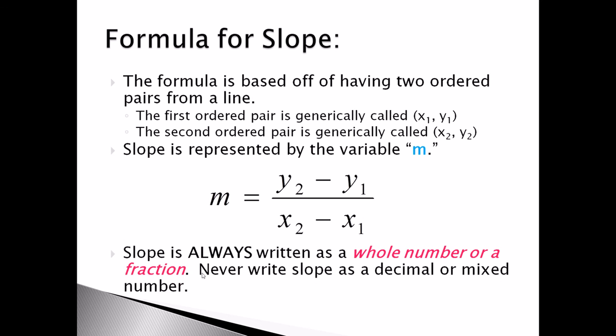All right. Slope is always written as a whole number, like 5, or a fraction, 1/5, or 20/19. Never write slope as a decimal or mixed number. So if the fraction ended up being 20/19, do not tell me it's 1 and 1/19. No, no, no, no. It's 20/19, and never give it as a decimal. Tip of the day, tip of the day.